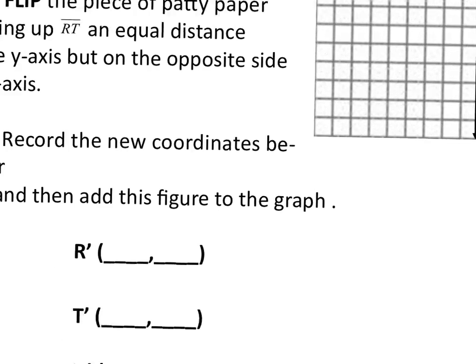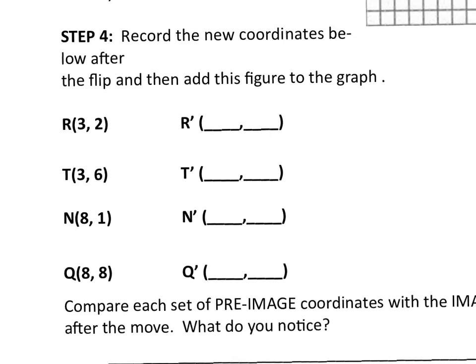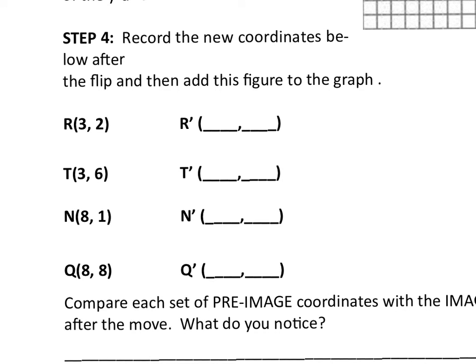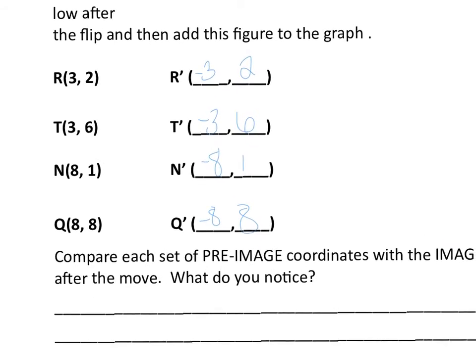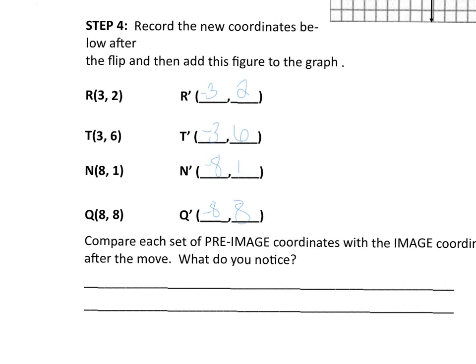We are asked to list the coordinates for the pre-image and the image. Hopefully you've noted that point R at 3, 2, R prime is at negative 3, 2. T was at 3, 6, T prime is at negative 3, 6. N was at 8, 1, N prime is at negative 8, 1. Q was at 8, 8, Q prime is at negative 8, 8. What happened to our coordinates when we reflected across the y-axis? We should note that the x coordinates are now negative.